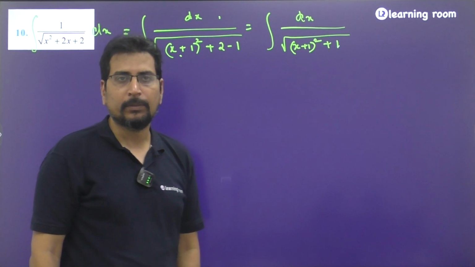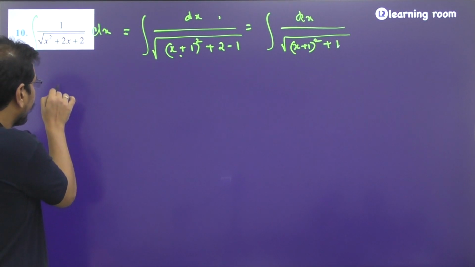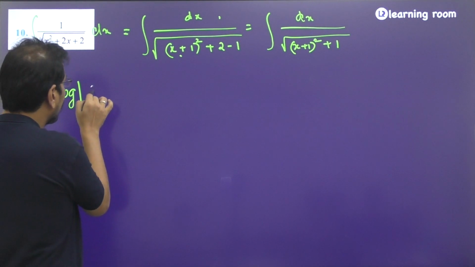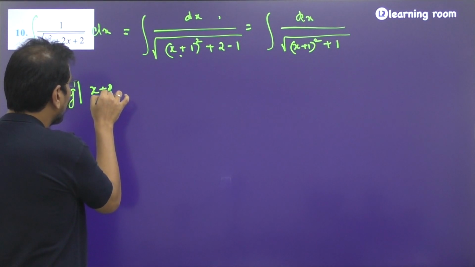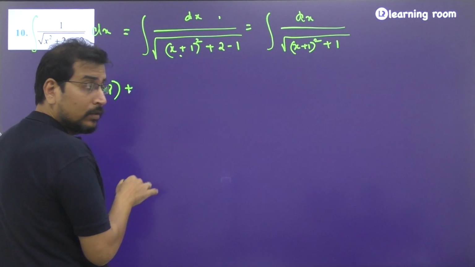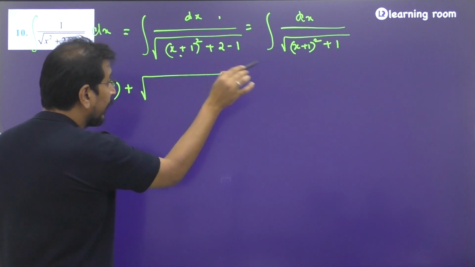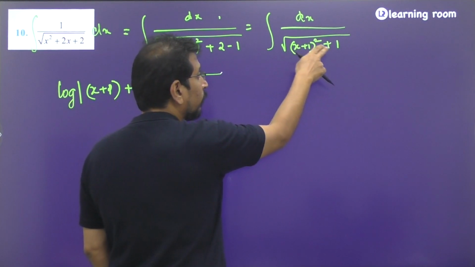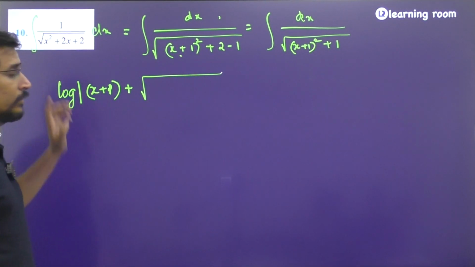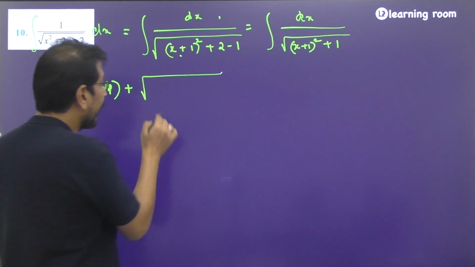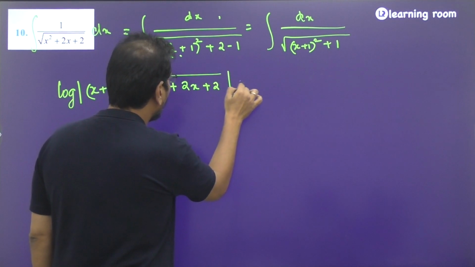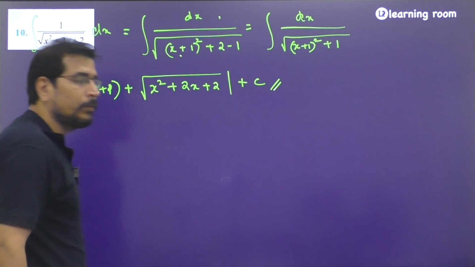So 1 by root of x square plus a square is going to be equal to log of x plus root of x square plus a square. So basically x plus 1 the whole square plus 1 is nothing but the question itself, so you can write that itself. So x plus 1 plus root of x square plus 2x plus 2 plus c. So this will be the required answer.